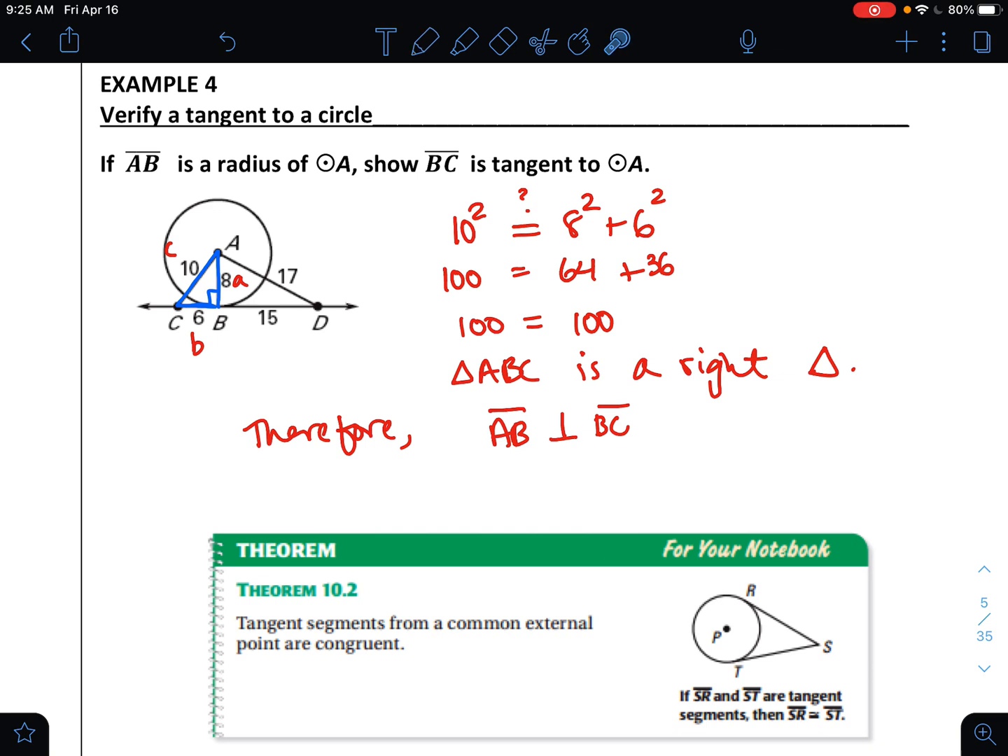Okay, now I could have looked at the other triangle. I could have looked at ABD and checked, does 8 squared plus 15 squared equal 17 squared? All right, so you're drawing back to your idea of the converse of the Pythagorean theorem.